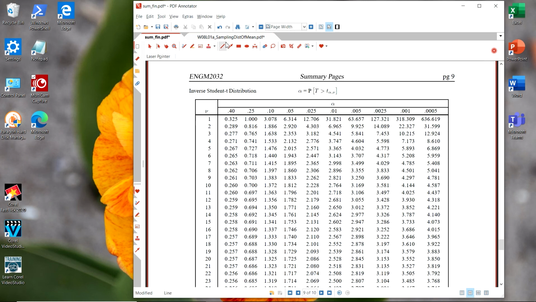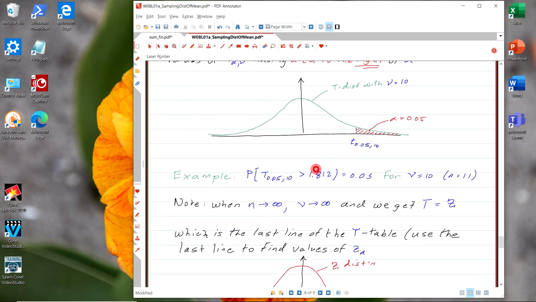So back to my notes. Okay, so that's the probability that t 0.05 with 10 degrees of freedom is greater than 1.812 is 0.05.